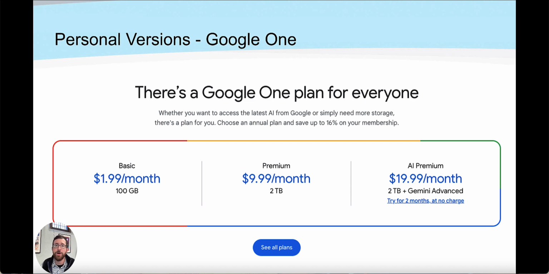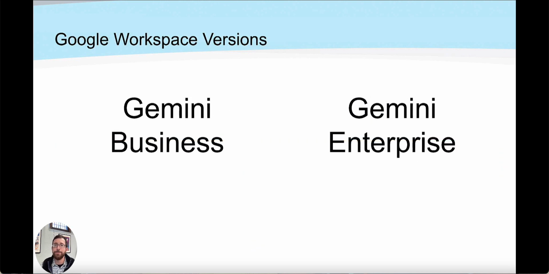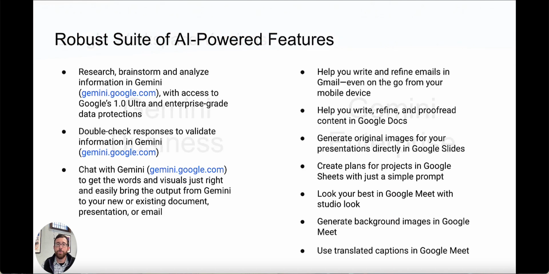But let's say you're on Google Workspace. You're part of a business and trying to figure out how to use this in your environment. There are two versions available: Gemini Business, which is the lighter model, and Gemini Enterprise. Here's a quick sampling of some of the AI-powered features offered in those Google Workspace versions. You've probably seen a lot of these before. You can interact with the Gemini chatbot by going to gemini.google.com, to validate responses, chat, generate things, edit existing documents, and so on.